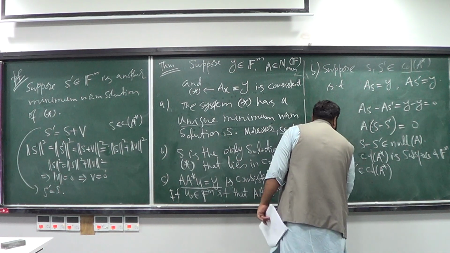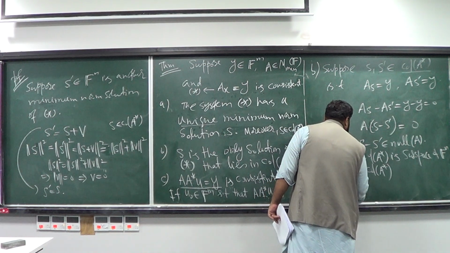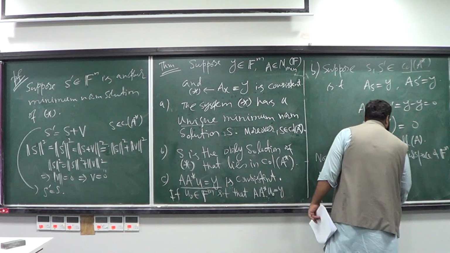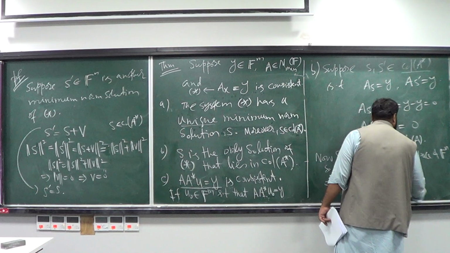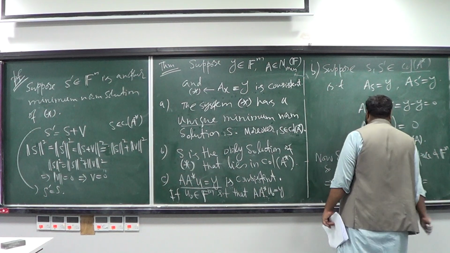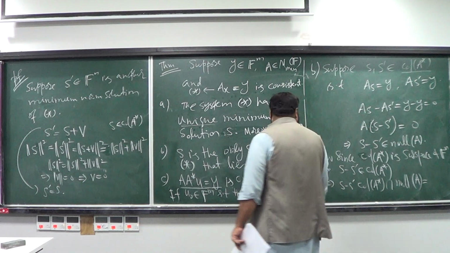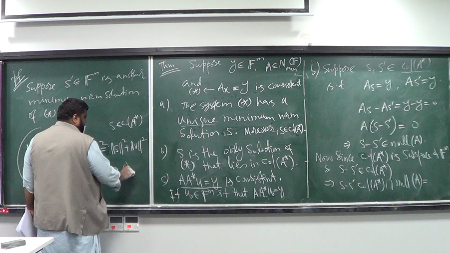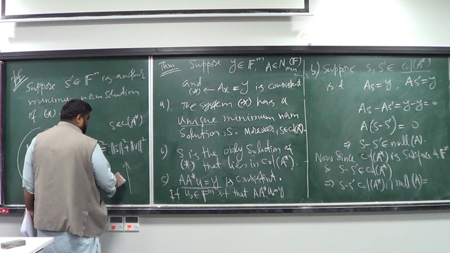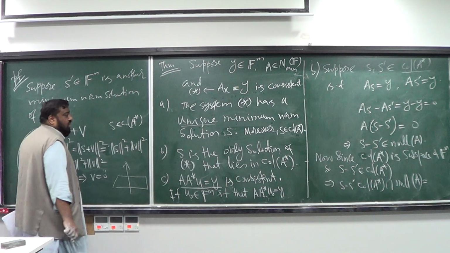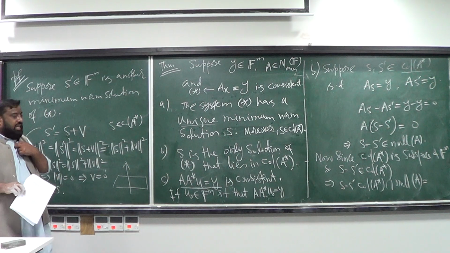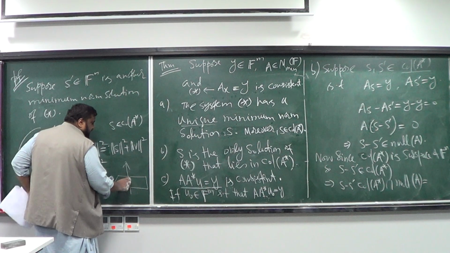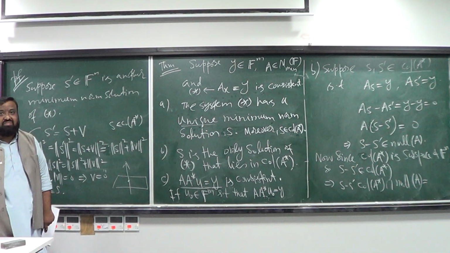So this means that S minus S prime belongs to the column space of A star, and it also belongs to the null space of A. So can you tell me what this vector could be? We saw it pictorially: if this is the column space and this is the null space, what could be the vector that is common in both? The only vector that can be common in both is 0.